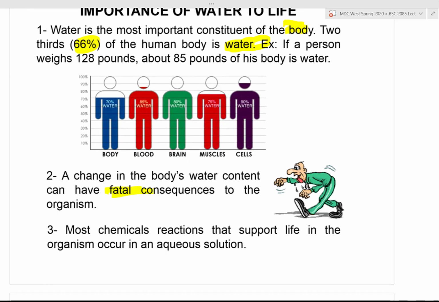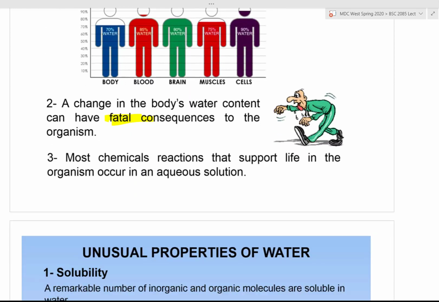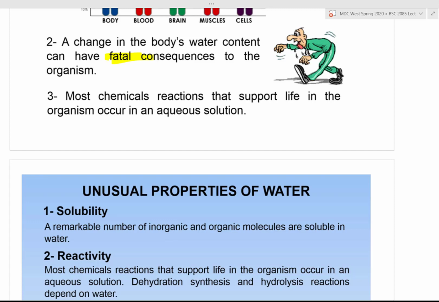So a change in body water can have fatal consequences for your organism, because now your kidneys will not be able to filter. You'll have excess products or waste products that you cannot get rid of. All that will stay in your body and just contaminate it, making more toxins. So you need to be able to detox. Most chemical reactions that support life occur in an aqueous solution when it comes to our human body, about 65%.